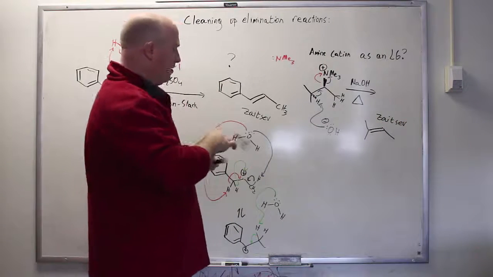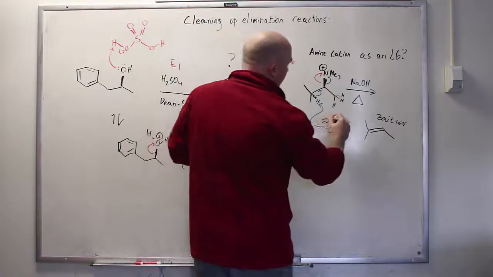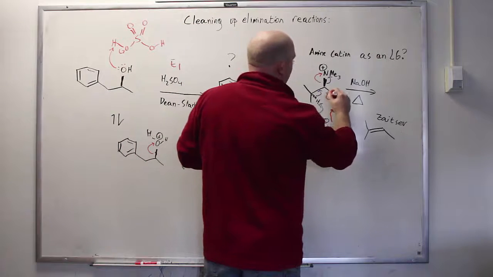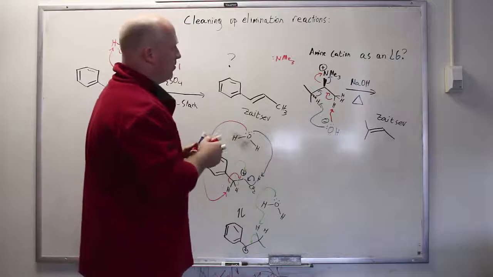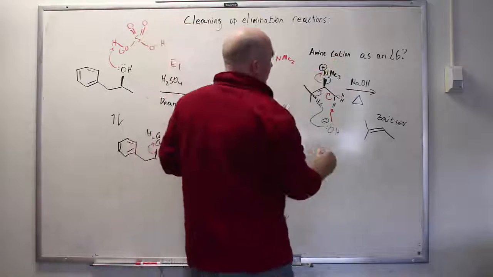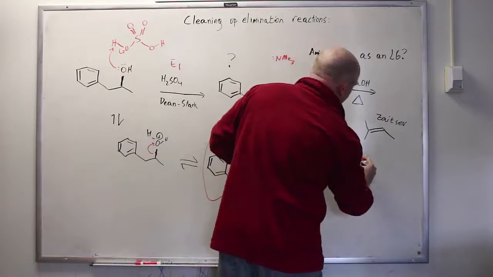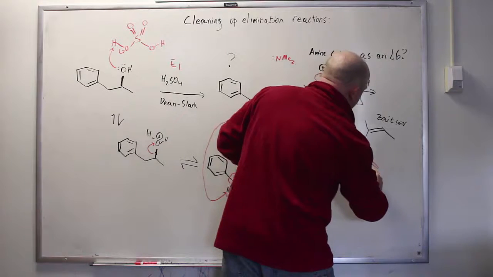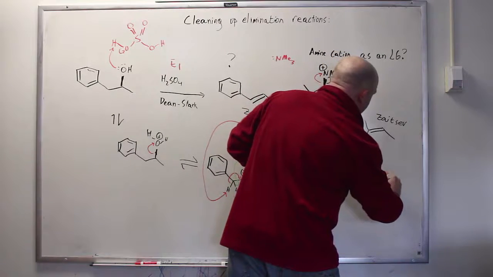No, the more likely outcome here is that the hydroxide simply abstracts the hydrogens out here to give you a Hofmann-style product. When you're doing an amine cation as the leaving group, it is far more likely to give you Hofmann products than it is to give you Zaitsev products.